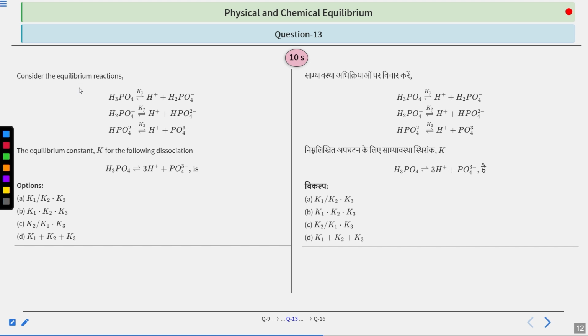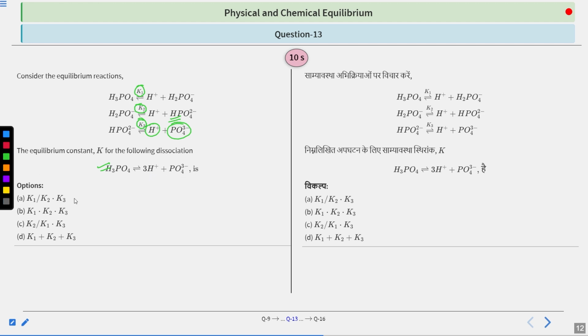Next question: consider the equilibrium reactions. H3PO4 goes to H+ and H2PO4- with the equilibrium constant K1. H2PO4- further dissociates to H+ and HPO4 2- with equilibrium constant K2, and this HPO4 2- dissociates to H+ and PO4 3- where the equilibrium constant is K3. Now we have to find the equilibrium constant K for the dissociation of H3PO4 to 3 moles of H+ and 1 mole of PO4 3-.